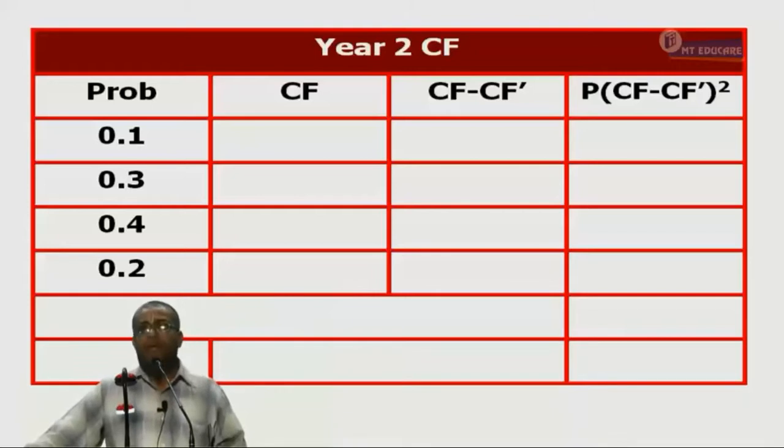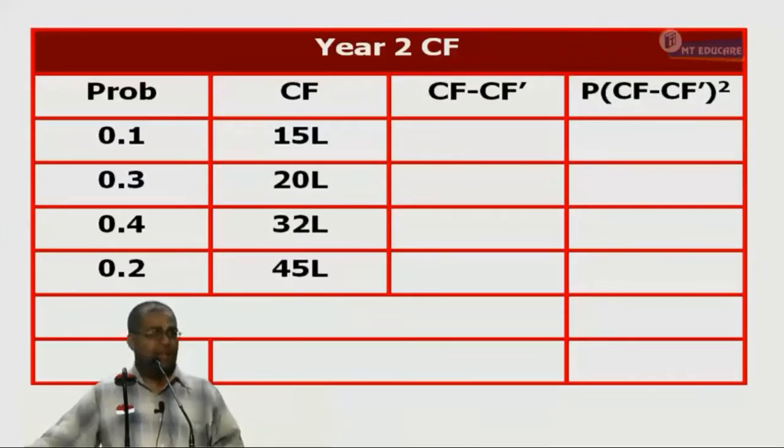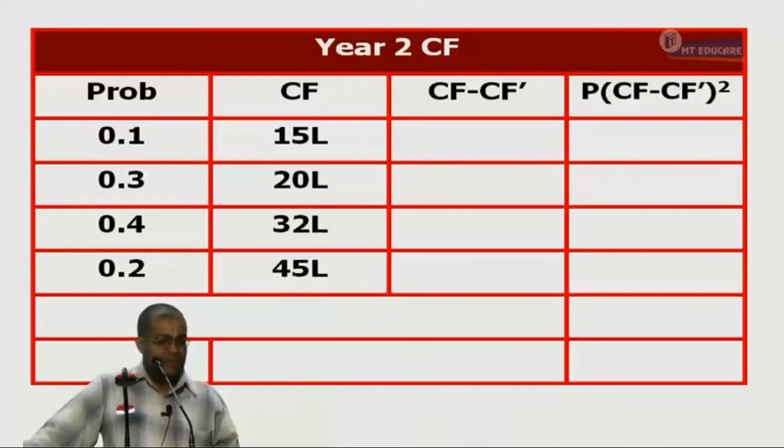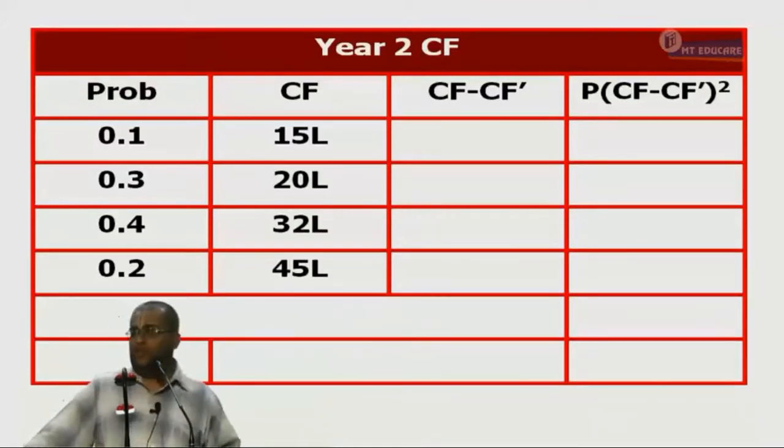Tell me what are all the cash flows every year? 15 lakhs, 20 lakhs, 32 lakhs, and then 45 lakhs. Take the calculator. Tell me what is the average cash flow? 29.3 lakhs.